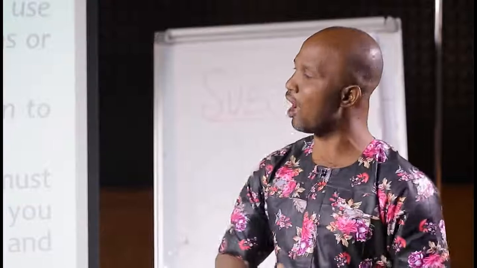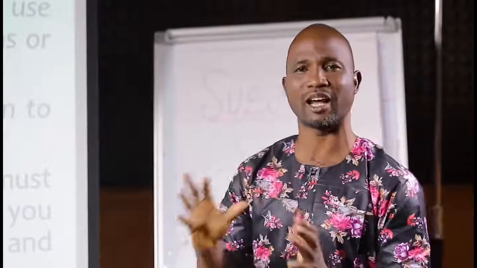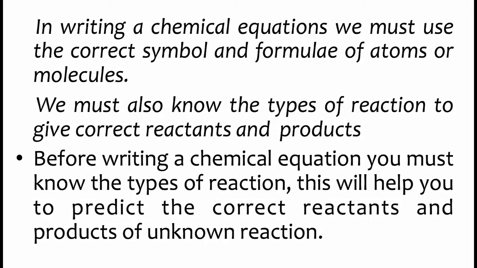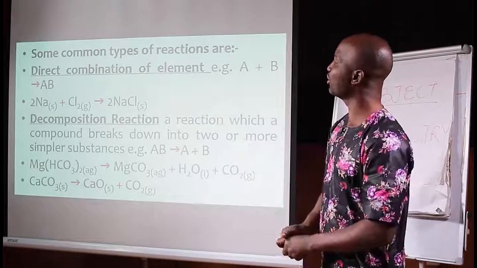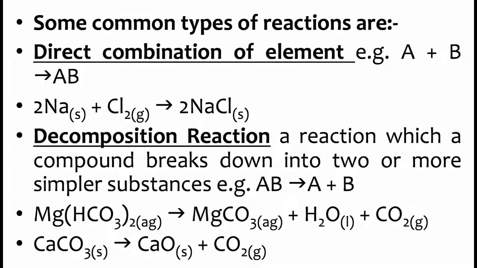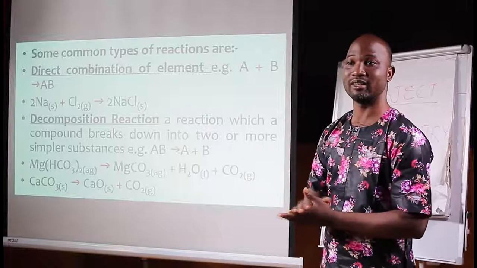I'm going to take time out to give you the different types of chemical reactions that you are likely to come across. Before writing a chemical equation, you must know the type of reaction. This will help you to predict the correct reactant and product of an unknown reaction. Now, some of the very common reactions include direct combination of elements. When element A combines with element B, it gives you AB. Example, sodium combining with chlorine will give you sodium chloride, as you can see in this equation.